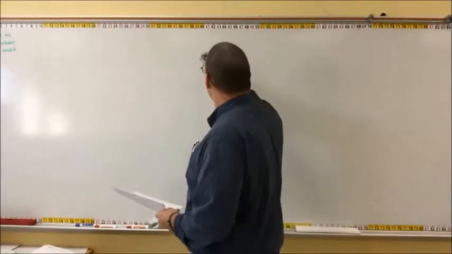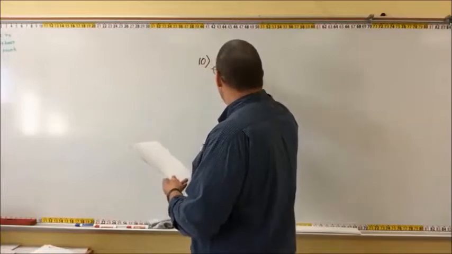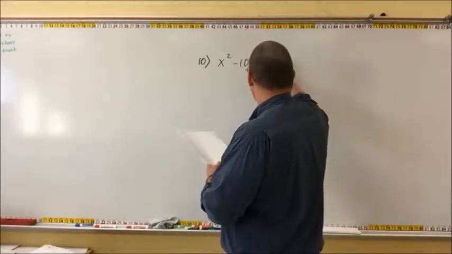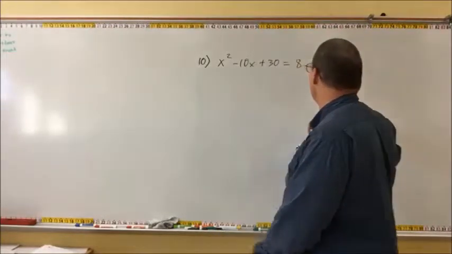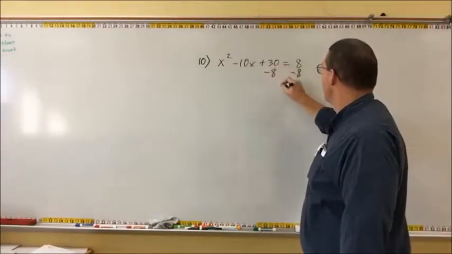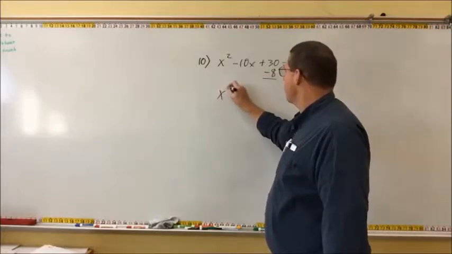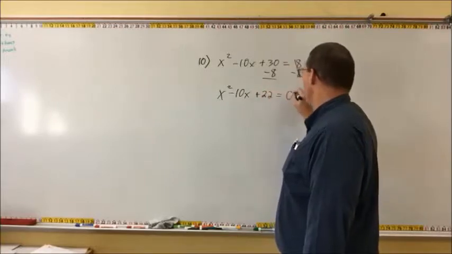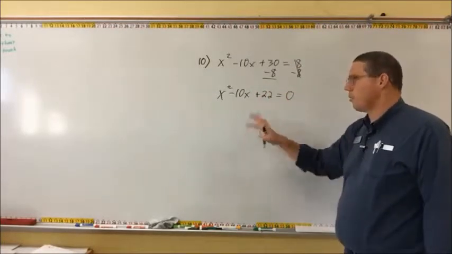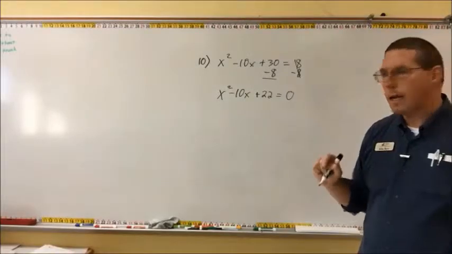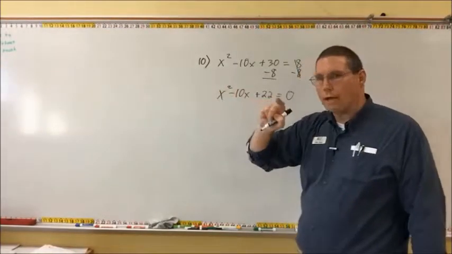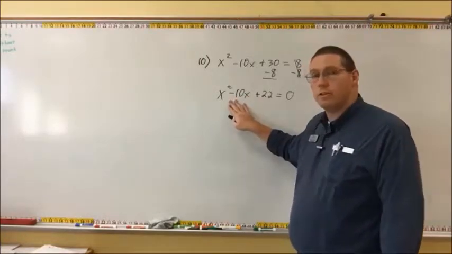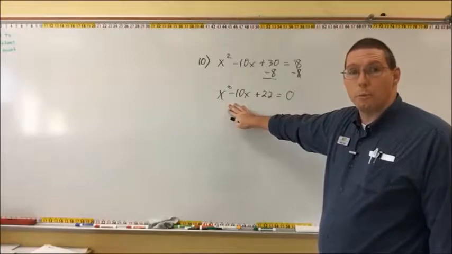All right, question number 10 is x squared minus 10x plus 30 is equal to 8. All right, well, I'm going to subtract 8 from both sides. Cancel. And I get x squared minus 10x, 30 minus 8 is 22, equals 0. Now here, this is not factorable, so I could do the quadratic formula. But because the lead coefficient is 1 and the middle term is even, I can actually turn this into a binomial squared.